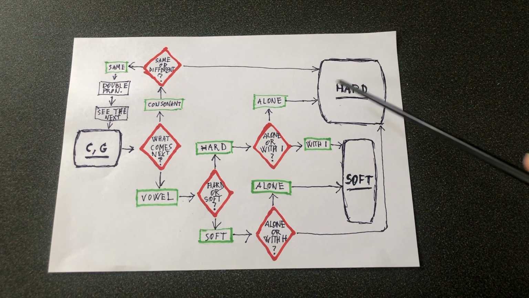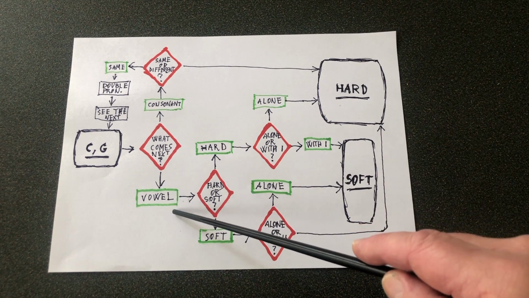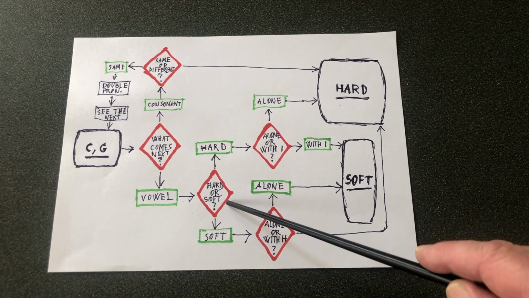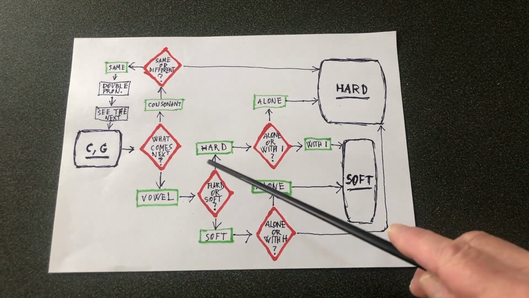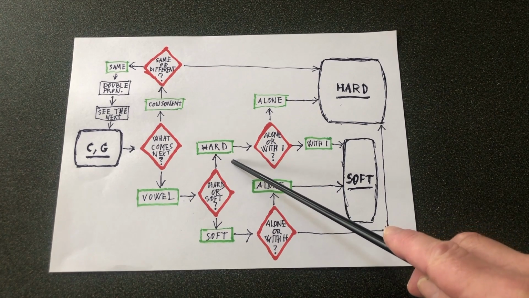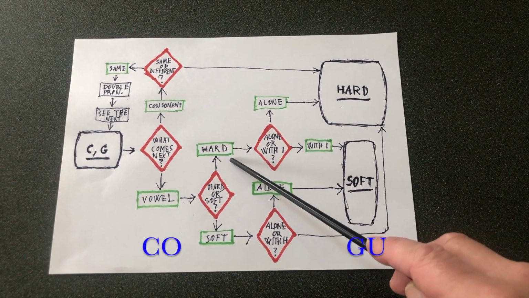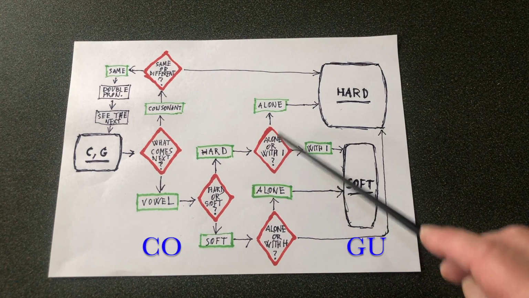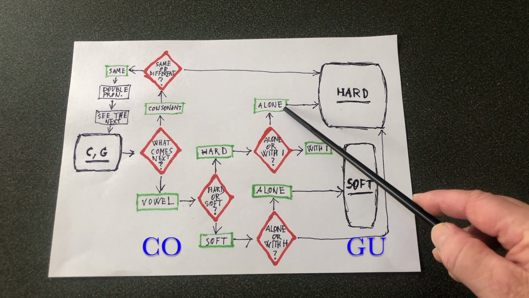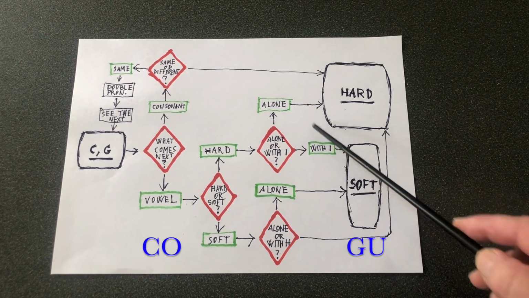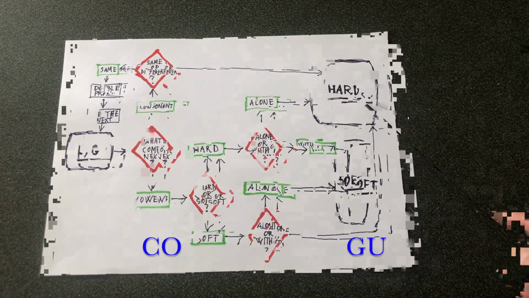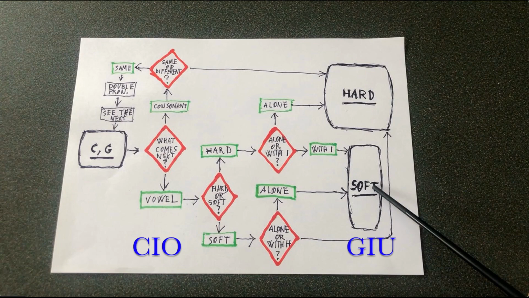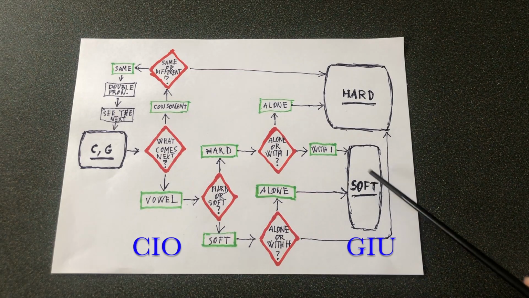Now let's return to the first question. Other possibility. We have a vowel after our Ci or G. Then we have another question. Is it a hard or a soft vowel? In case it's hard, we have one more question. Is it alone or with an E between it and a hard vowel? In case it's alone, then its sound is hard. If we see an E instead, its sound is soft.